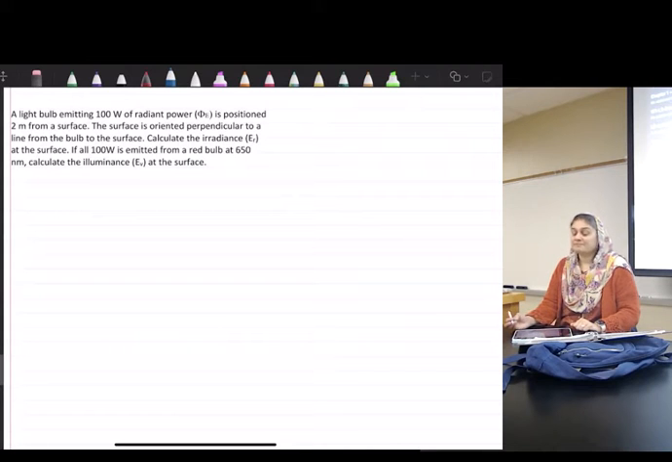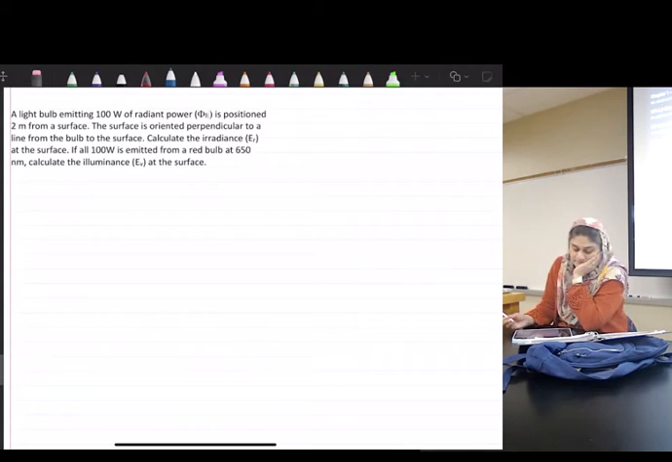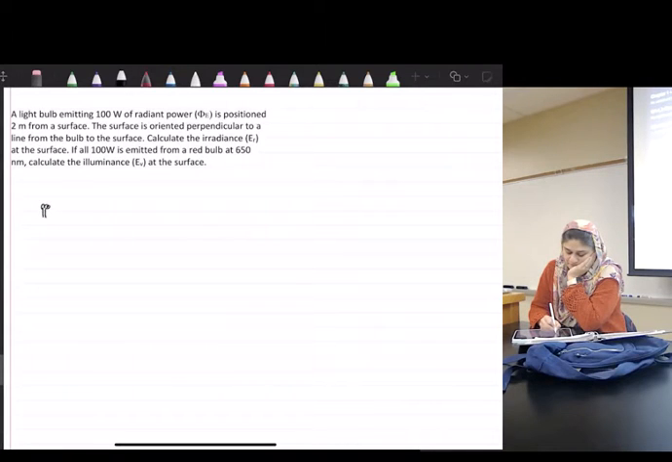Somebody read, please. A light bulb emitting 100 watts of radiant power is positioned 2 meters from the surface. The surface is oriented perpendicular to a line from the bulb to the surface. Calculate the irradiance at the surface. If all 100 watts is emitted from the red bulb at 650 nanometers, calculate the luminance at the surface.